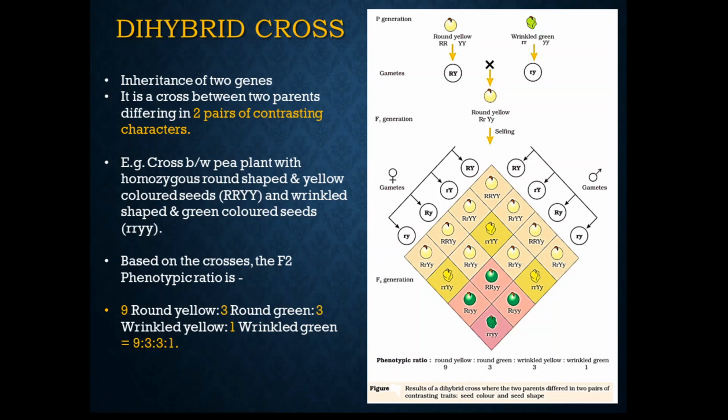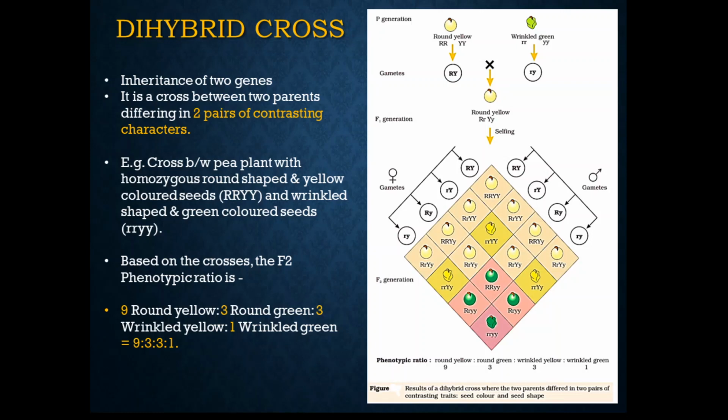So moving on further, we are going to see the inheritance pattern of two genes, that is called dihybrid cross. So now we are going to have a look at the dihybrid cross. In this dihybrid cross, we are observing the inheritance pattern of two genes, which means that we are considering two characters in each cross from each parent of the plant.